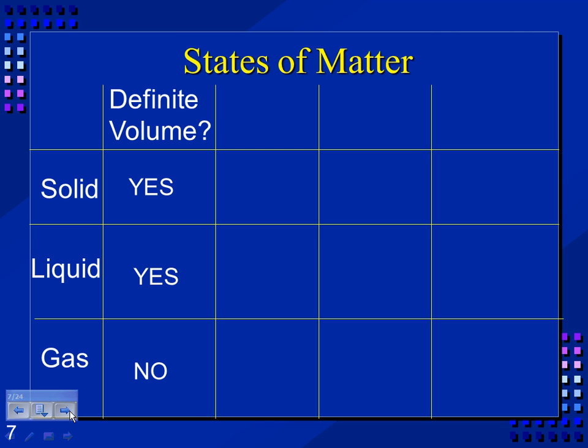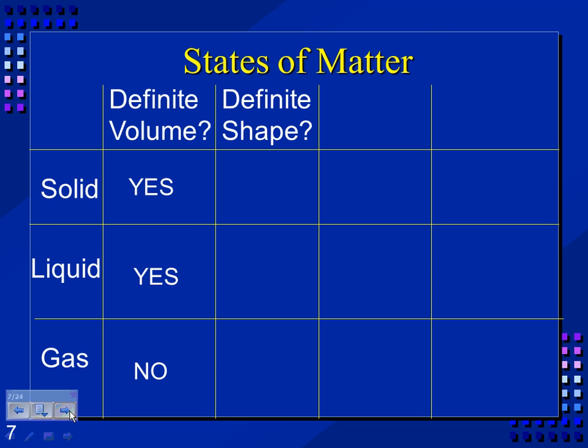For a gas, it's not definite because if I have a helium balloon and I pop it, the gas doesn't stay right there in the shape of that balloon and doesn't occupy any more volume. It spreads out until the next barrier stops it. So it's going to have a volume that changes depending upon its container.